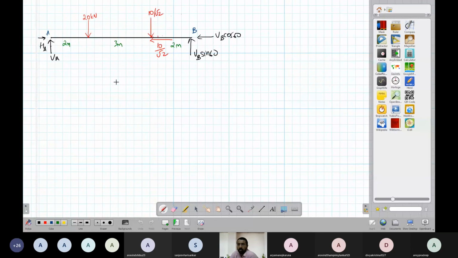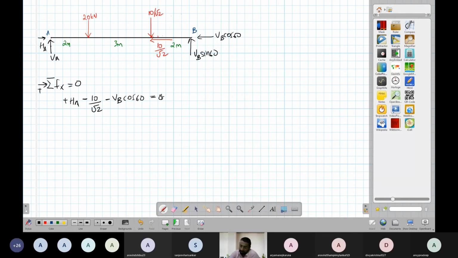Okay, now we can simply write those equations. So first equation, let's say it is summation of forces in x direction should be equal to 0. Now what are the forces in x direction? We have to assume right is positive. We have an HA here, so that is a plus. There are no other forces. We have a force here towards left, so that should be minus 10 by root 2. Then we have a left force, minus VB cos 60, equal to 0.